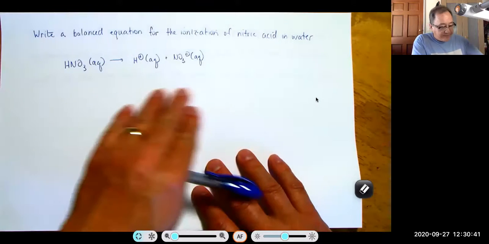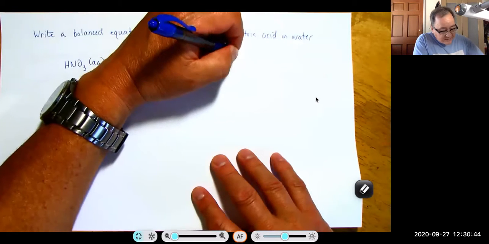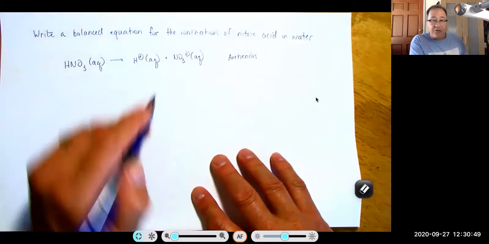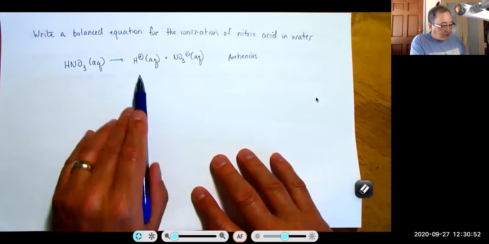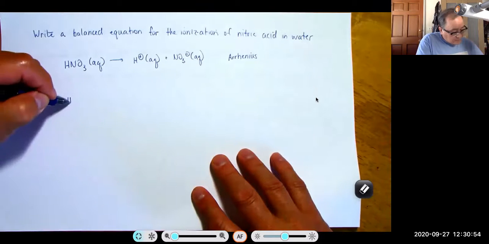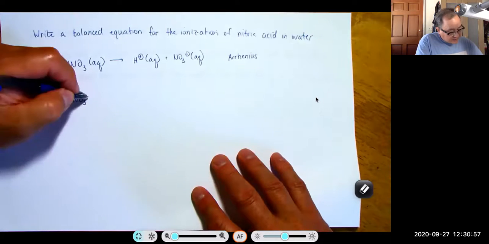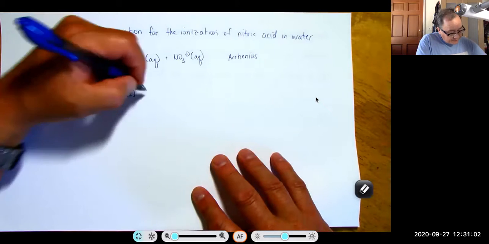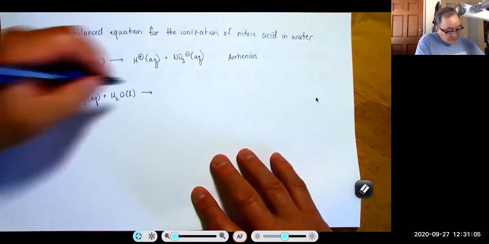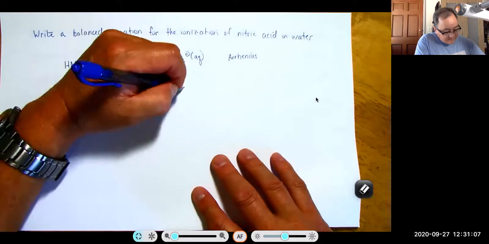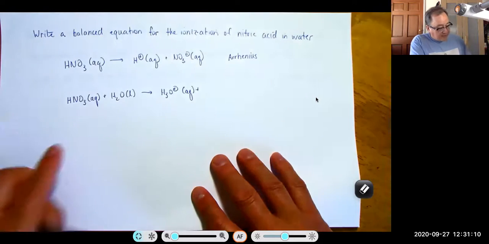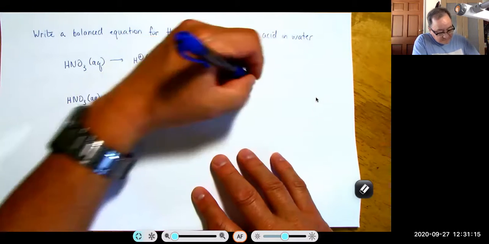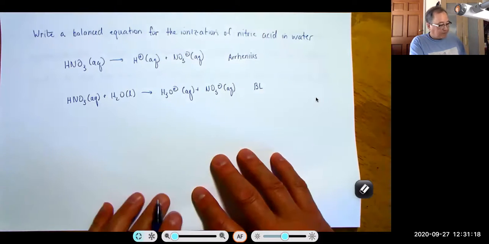This would fit more of the Arrhenius definition, where we see that it produces a proton in water. And if we want to go with the Bronsted-Lowry definition, we would react it with water. And we would show that you make H3O plus, the hydronium ion, plus you would have nitrate ion left over. Okay, so there you go.